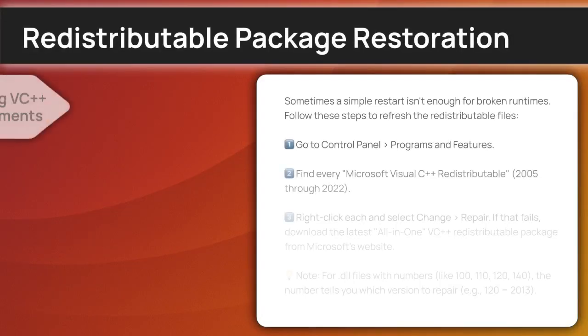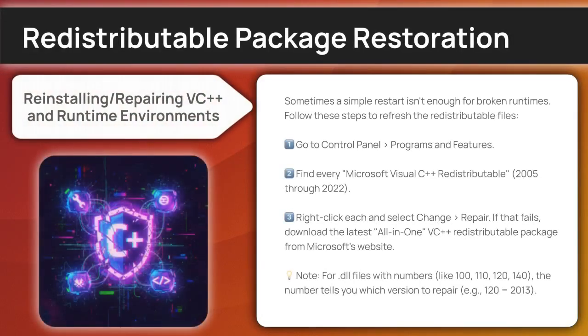If the previous steps didn't work, there's one more action we can take to stabilize the environment. Please pause the video if you need to back up your data before we proceed. Sometimes a simple restart isn't enough for broken runtimes. Follow these steps to refresh the redistributable files. First, go to Control Panel, then select Programs and Features. Second, find every Microsoft Visual C++ redistributable 2005 through 2022. Third, right-click each and select Change, then select Repair. If that fails, download the latest all-in-one VC++ redistributable package from Microsoft's website.